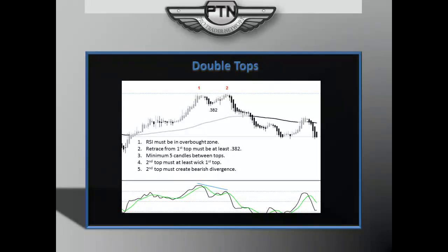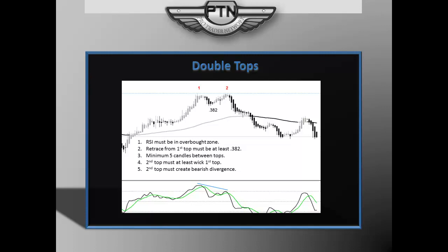All right, traders, we're starting here with a double top. So when I look at a double top, these are the 5 things that for me define a double top. My RSI must be in the overbought zone on my TDI indicator. That means it's above the 68 level. The Fibonacci retrace from the first top must be a minimum of the 382 level before forming the second top. There must be a minimum 5 candles closed between tops.